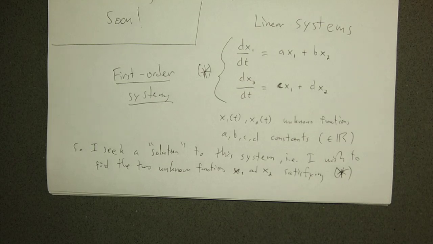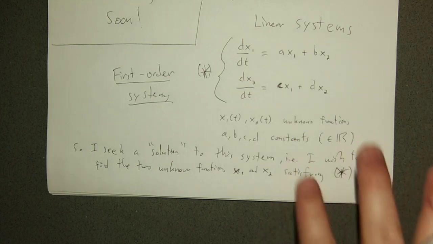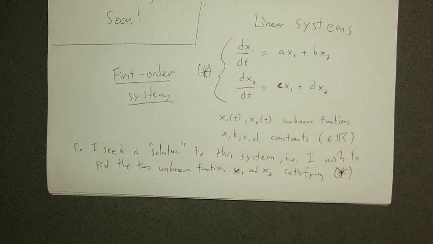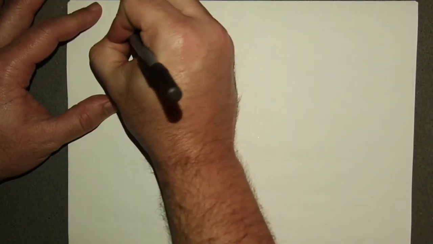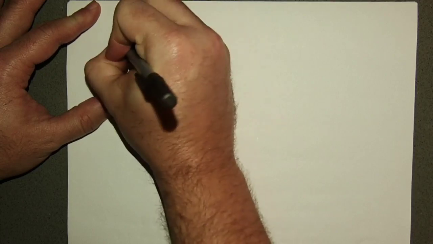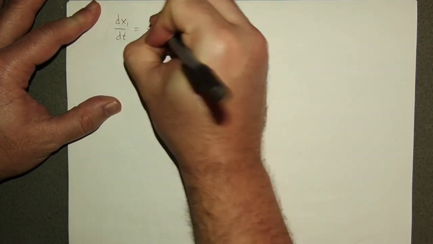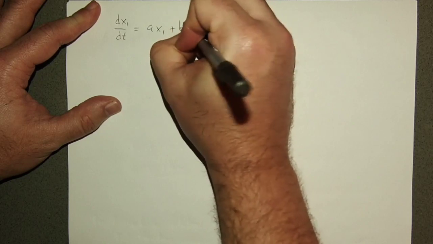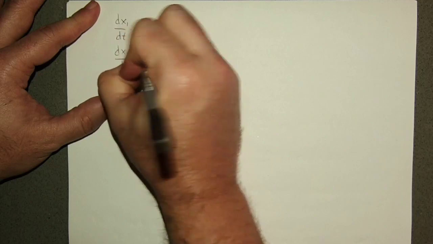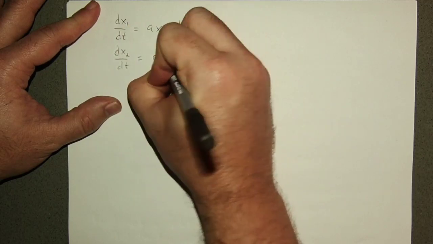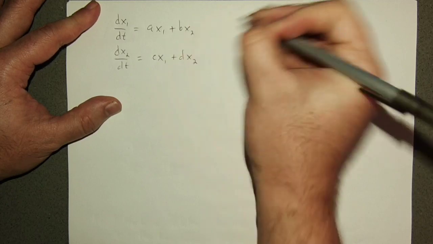And if you wanted to nail down a particular unique solution among that family, you had to specify some initial condition. The same thing is true here. So let's rewrite my system. My system is dx sub 1 dt is a times x sub 1 plus b times x sub 2, and dx sub 2 dt is c x sub 1 plus d x sub 2.